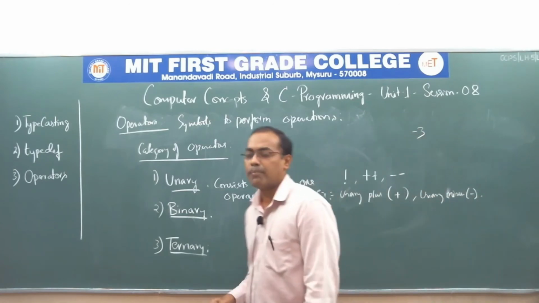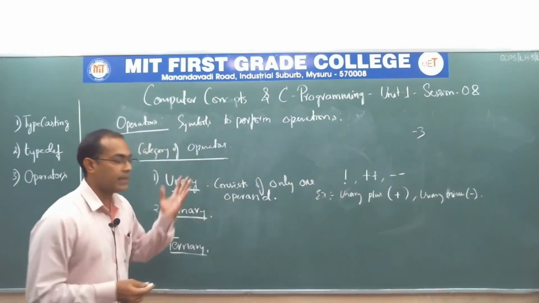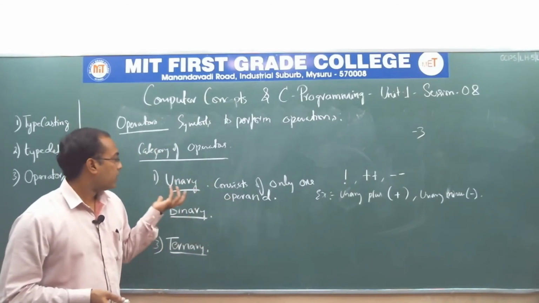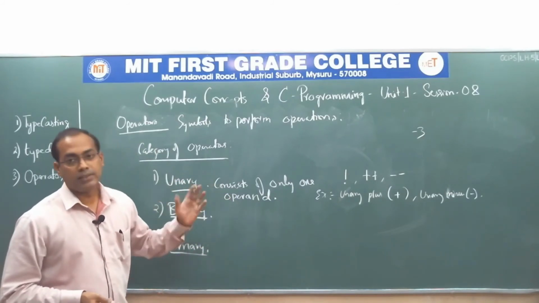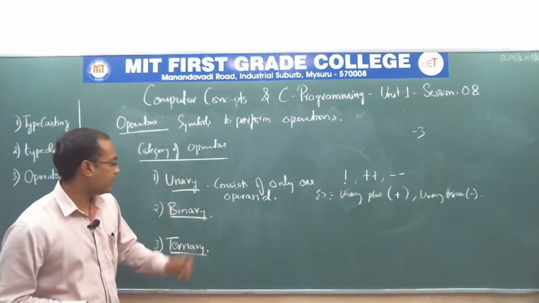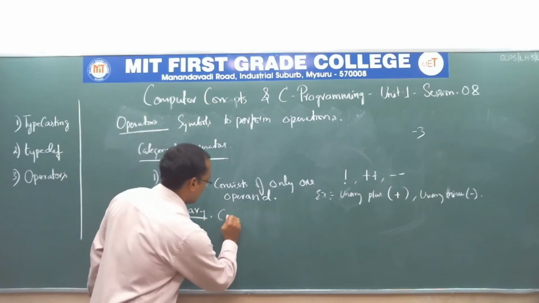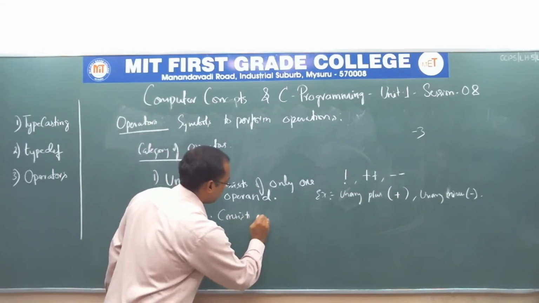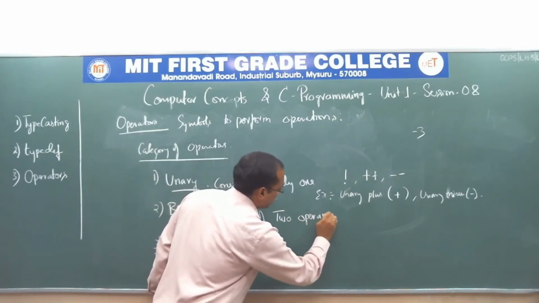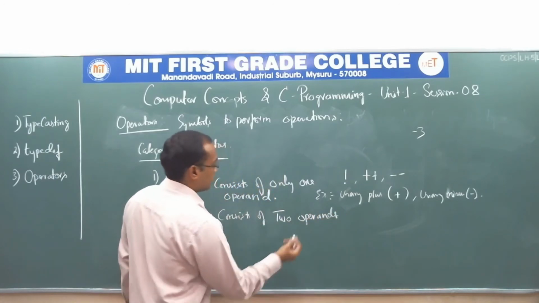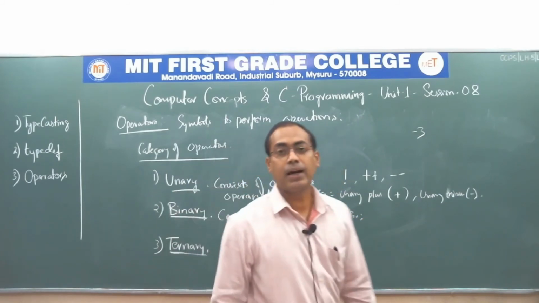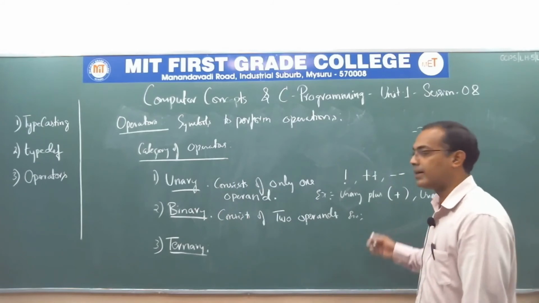Now we will see the binary. I hope now you can frame the definition for binary operators yourself. The operators that consist of how many? Two operands is called a binary operator. It consists of two operands. In this, most of the operators are binary in nature, that is, two operands will always be there.